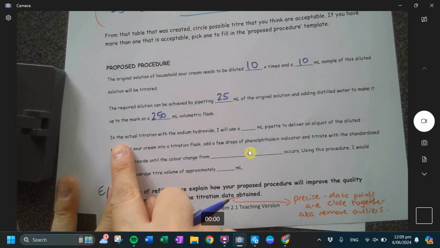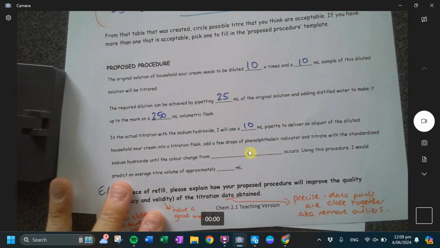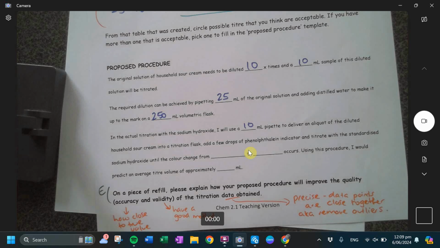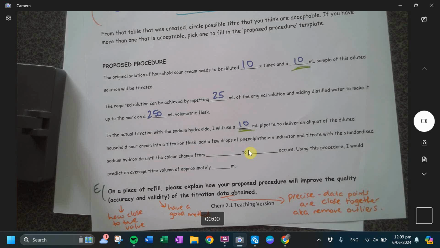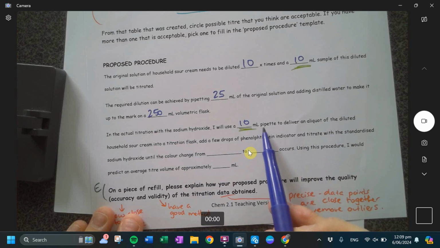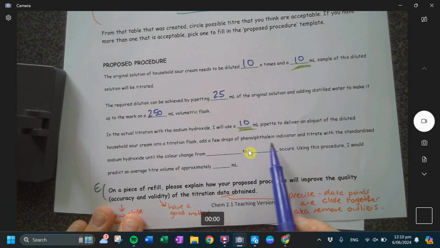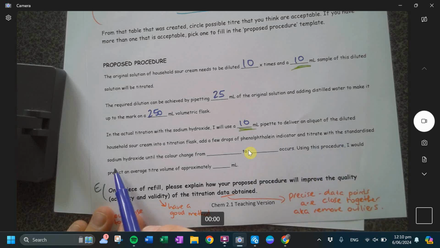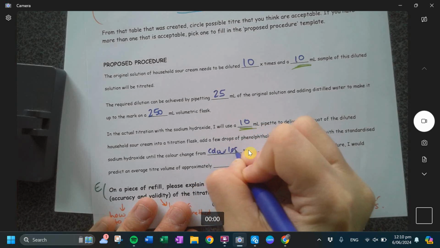All right. In the actual titration with the sodium hydroxide, I will use 10 mL to deliver the aliquot, just to show you guys this number and this number should match, because we're talking about what we're taking for our aliquot. I will use a 10 mL pipette to deliver the aliquot of the diluted household sour cream into a titration flask. I will add a few drops of the indicator and then titrate against the standardized sodium hydroxide until the color change is from colorless to pink.